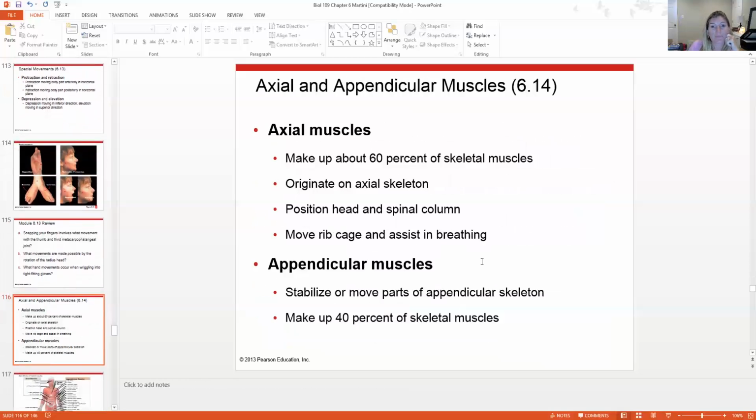So let's talk about specific muscles. Yay, I told you this was going to be a long, heavy chapter. Our axial muscles are the majority of our skeletal muscles. 60% of our skeletal muscles are just on the core of our body. They all originate on the axial skeleton. They help position our head, our spinal column, rib cage, assist in breathing, etc. Appendicular muscles are all of our arm and leg muscles.